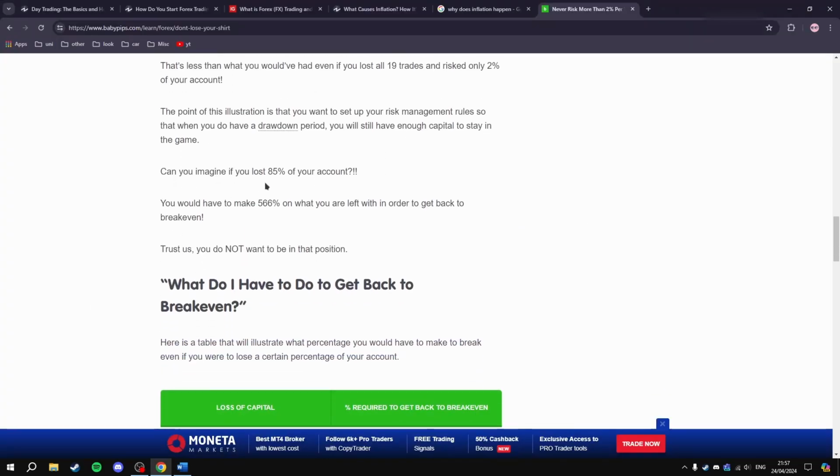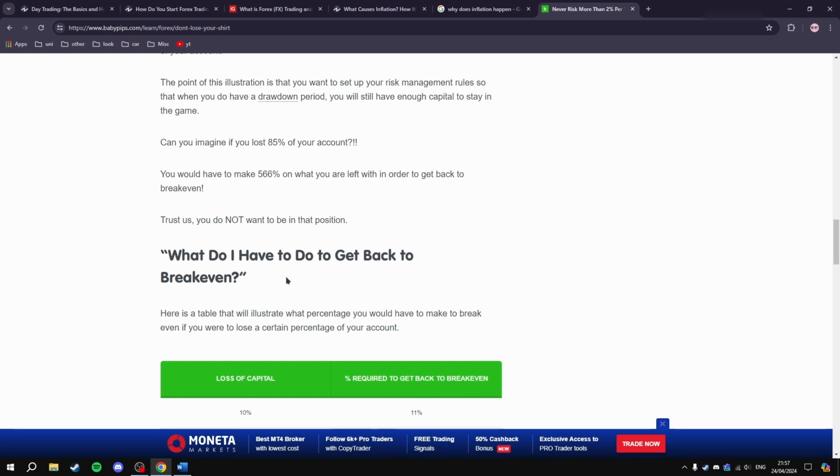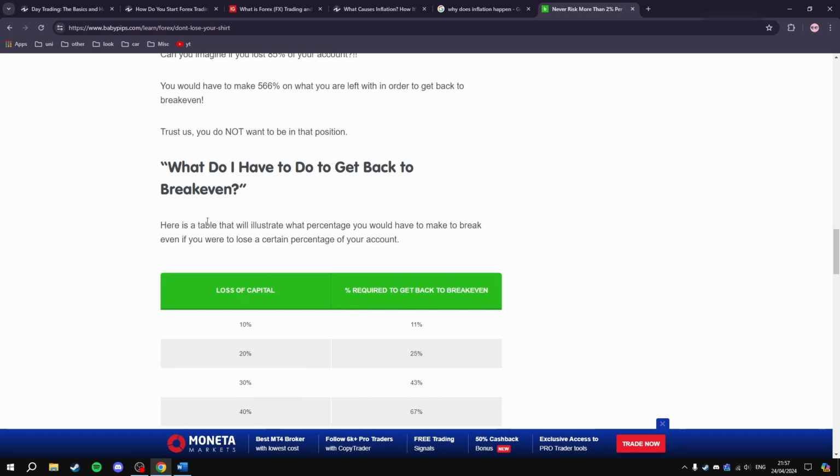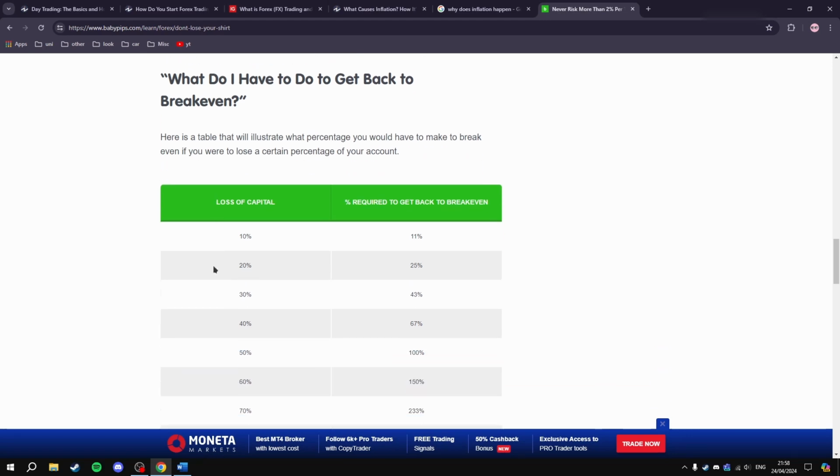Can you imagine if you lost 85% of your account, you would have to make 566% of what you are left with in order to get back to break even. Trust us, you do not want to be in that position. What do I have to do to get back to break even? Here is a table that will illustrate what percentage you would have to make to break even if you were to lose a certain percentage of your account.